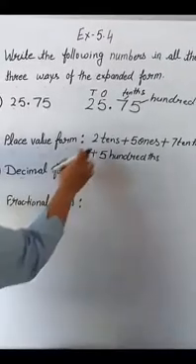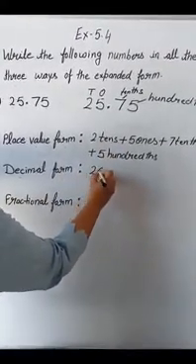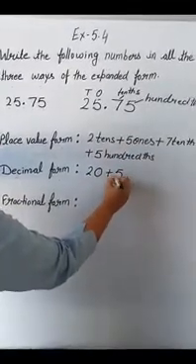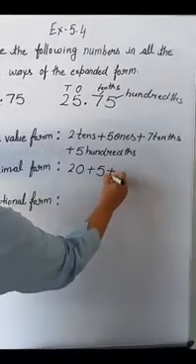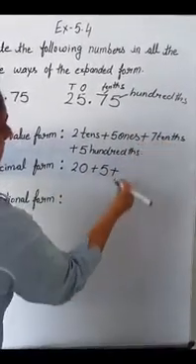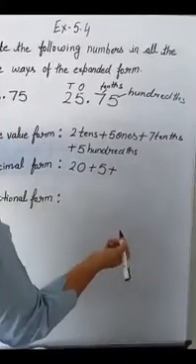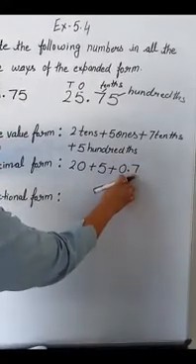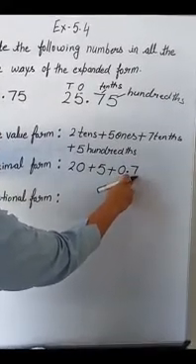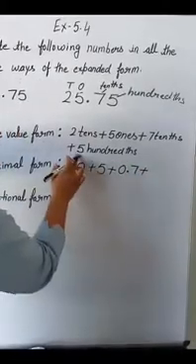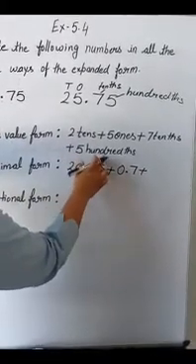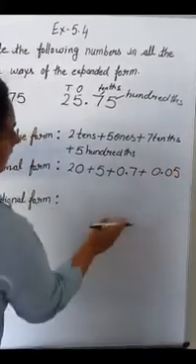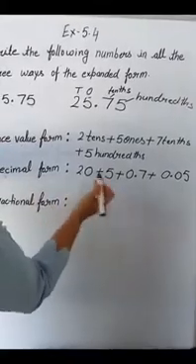Now decimal form. 2 tens is 20, plus 5 ones means 5. Then plus 7 tenth. 7 tenth means 7 by 10, and when we represent it as a decimal it is 0.7. 7 is on the tenths place. Now 5 hundredth. 5 is on the hundredths place. So we will write 0.05.